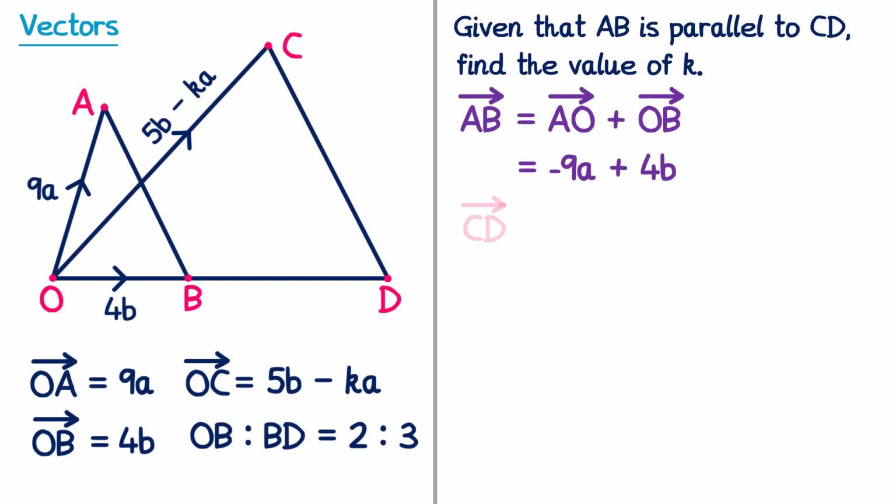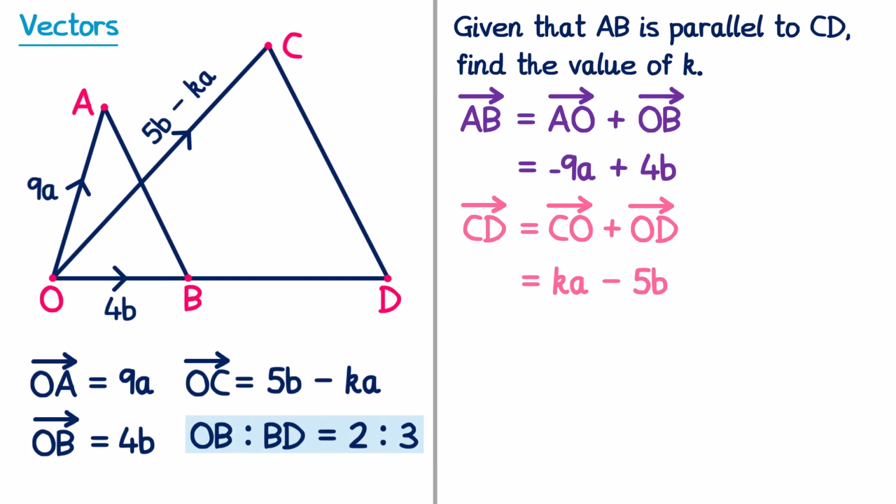What about the vector CD? To get from C to D, I'm going to go from C all the way back to O, and then O all the way to D. Now we know the vector from O to C, that's 5b minus ka, so the vector in the other direction will be the same one, but we reverse those signs, so it'll be ka minus 5b. Then we want to find the vector from O to D, but we don't have this vector. We do have part of that line from O to B, but we need the part from B to D.